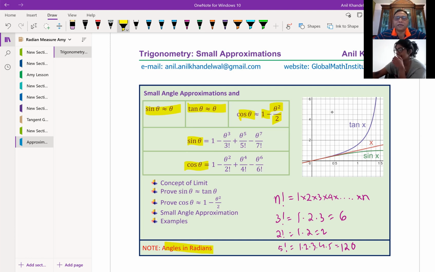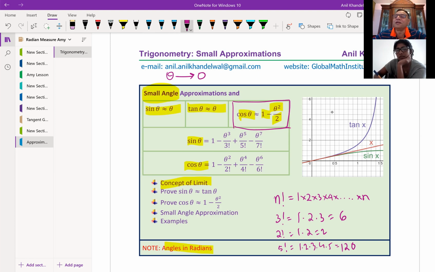Now, as I was saying, we'll actually get into the concept of limit, because when we say small angles, what does this small angle really mean? Well, theta is approaching 0. Small means very close to 0. Is it clear to you? You will be surprised, however, that even when theta is pretty large, cosine will give you a value which is close to 1.